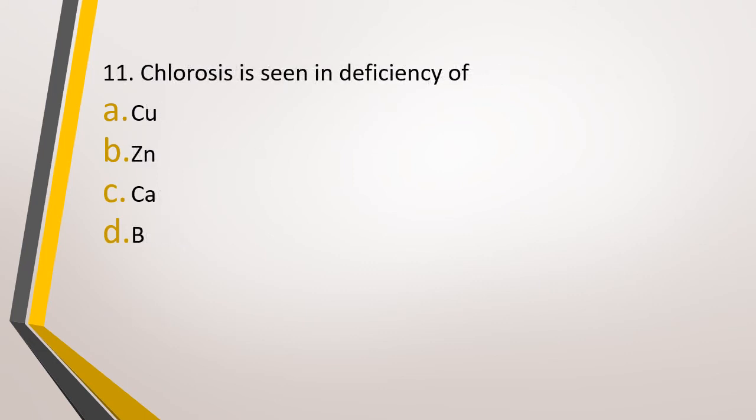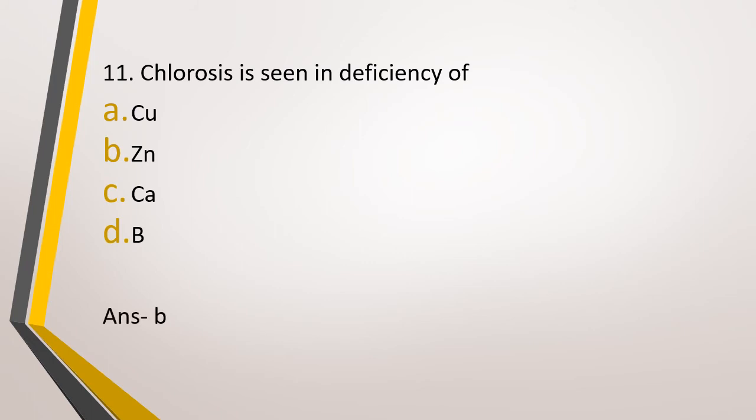Question number 11. Chlorosis is seen in deficiency of option A, copper, option B, zinc, option C, calcium, option D, boron. Chlorosis is seen in deficiency of. The correct answer is option B, that is zinc.